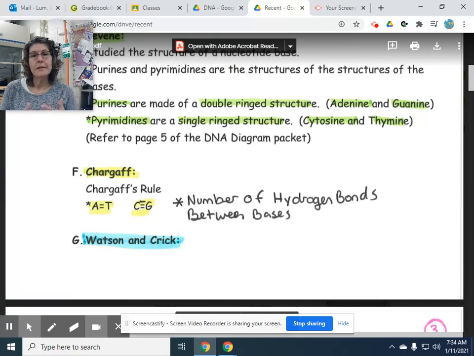So you need to know how many bonds are between adenine and thymine. Two hydrogen bonds, which are super weak, and I have three hydrogen bonds between cytosine and guanine.